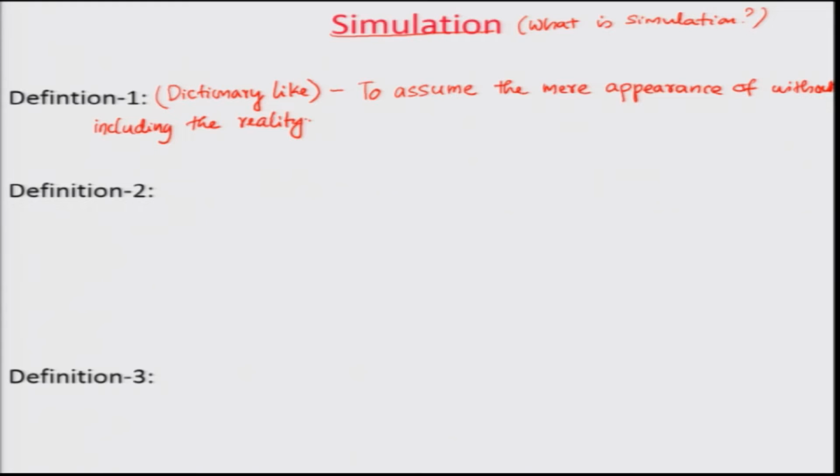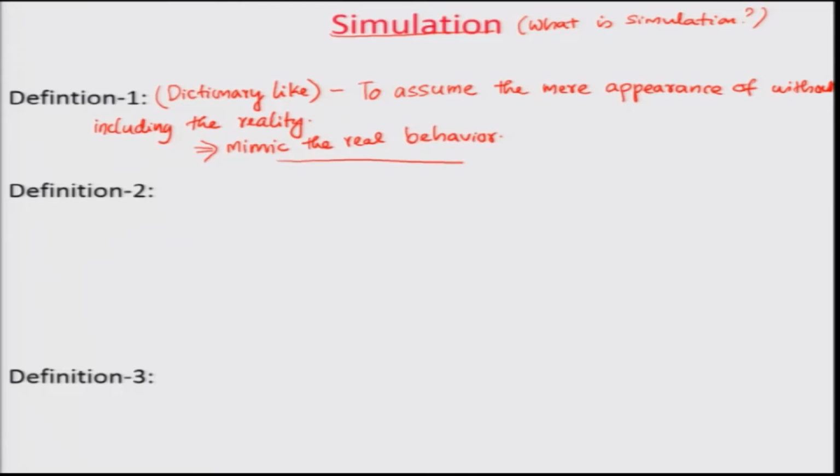So what does this definition say? This is like mimicking the real behavior. Okay, so it's like a mimicry. You try to mimic the real behavior of something. It could be a system, a phenomenon, a vehicle, a bird, it doesn't matter. So you are trying to mimic the real behavior, or assume the mere appearance of something without including the reality.